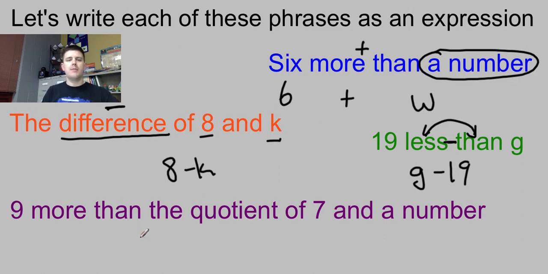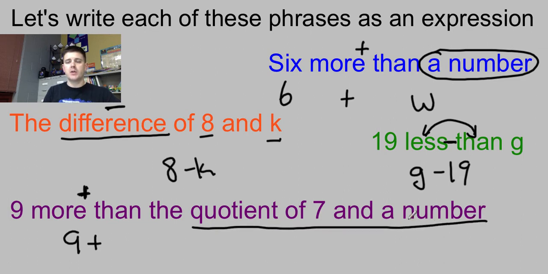Last one down here, 9 more than the quotient of 7 and a number. So we know more than, that showed up in our other problem, addition, and we have our 9, so we'll do 9 plus. And then we have a longer piece, the quotient of 7 and a number. Again, if you see the phrase a number, we don't know what it is, so we're putting our favorite variable, so let's maybe pick y this time. And then we look at the word quotient. Well, the word quotient is really a fancy way of saying divide. Well, we want to divide 7 and y. So we simply write 7 divided by y.